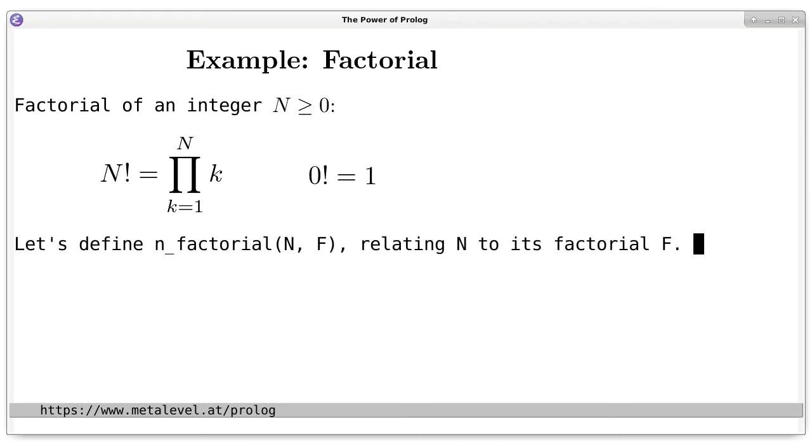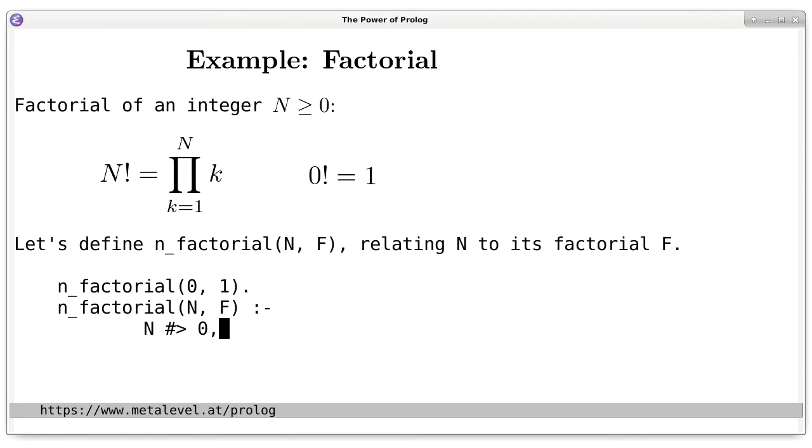So let's define the relation n_factorial(N, F), relating an integer N to its factorial F. We can write down one special case immediately. The factorial of 0 is 1, so we can write this down as one simple Prolog fact. What remains to be described is the case where N is greater than 0, and we must express what constitutes the factorial in this case.